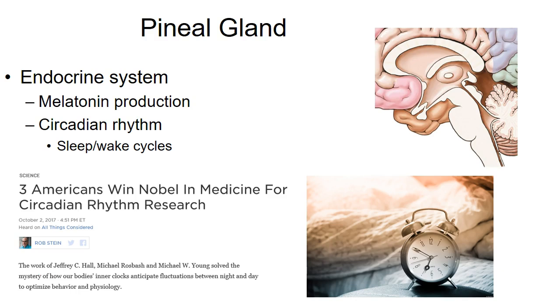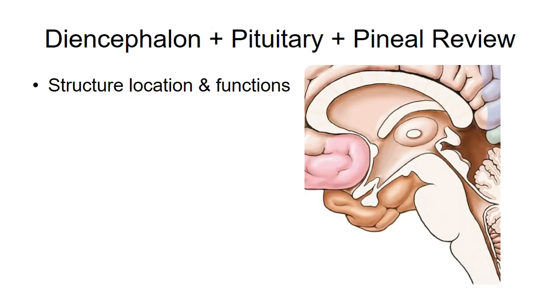And so here, finding out all this information about circadian rhythm was really important, and they found this out, in 2017, several scientists won the Nobel Prize for it. So here, when we talk about the diencephalon, we associate the other structures with it, and namely the pituitary gland, the pineal gland. So make sure you know where they're located and then what some of the take-home functions are.